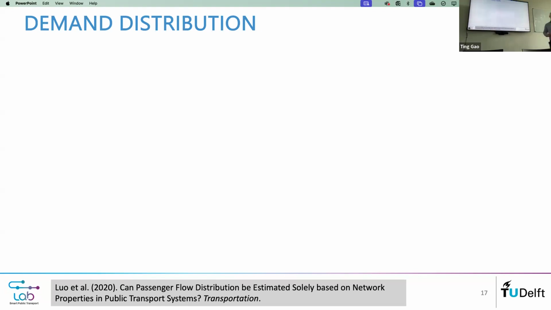And from several systems, we do have access to very detailed disaggregate smart card data, like in the Netherlands, right? We have to tap in and tap out. And we can use this to understand how people make choices in public transport systems. And in this study from 5 years back now, we looked into how well our topology can allow us to forecast how people make choices in our networks.